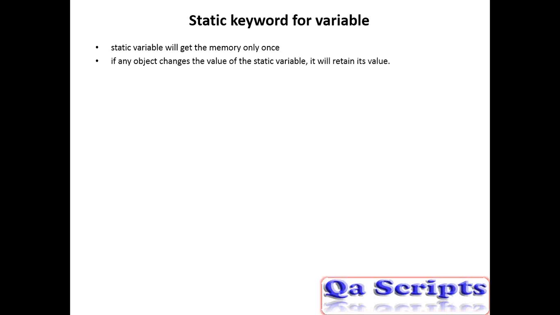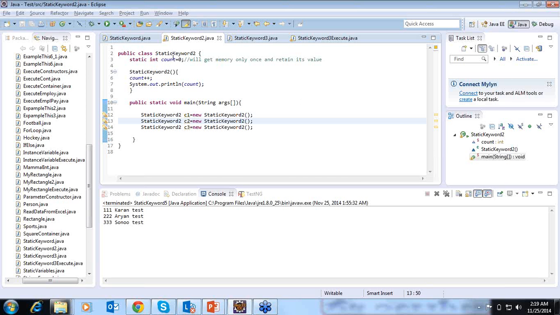Let us look at the program in Eclipse, how exactly it's going to work and how exactly it's going to retain the old value. Here I have created one class called static keyword 2. I have created one simple variable called count having the initial value 0, and I have used the static keyword so that this is a static variable. As I said, this will get memory only once and it will retain this value, that is 0.